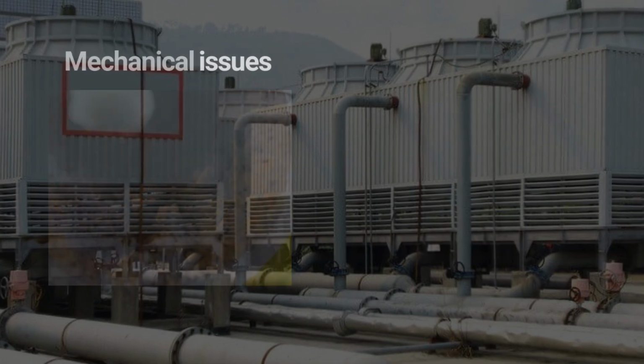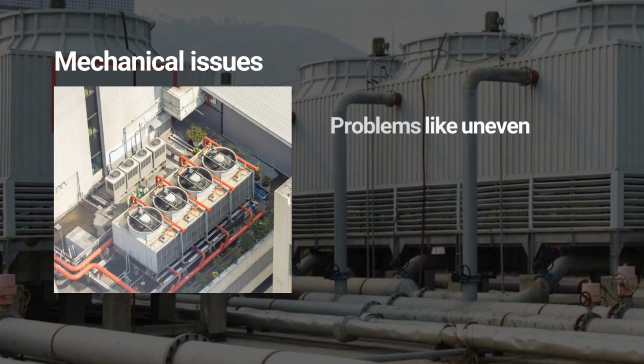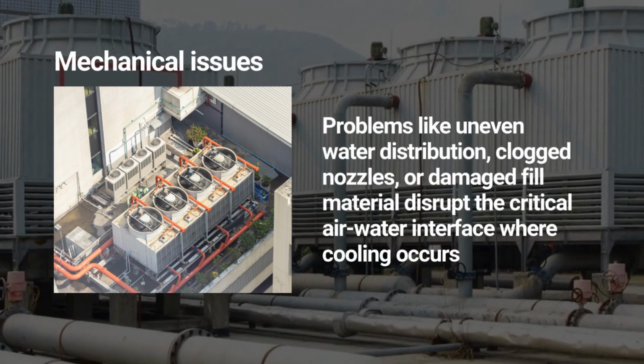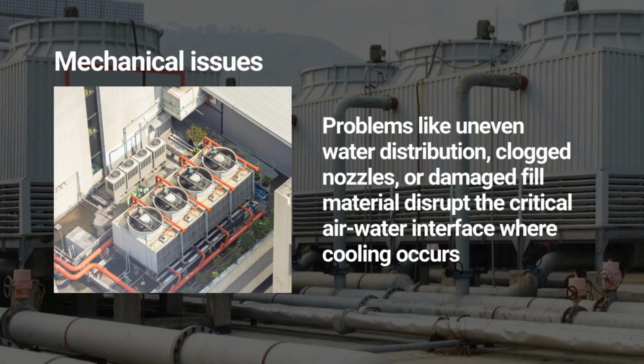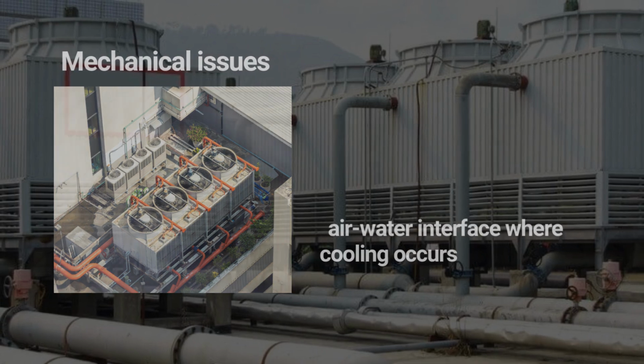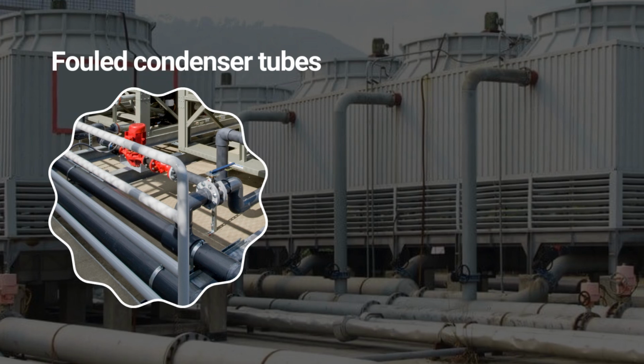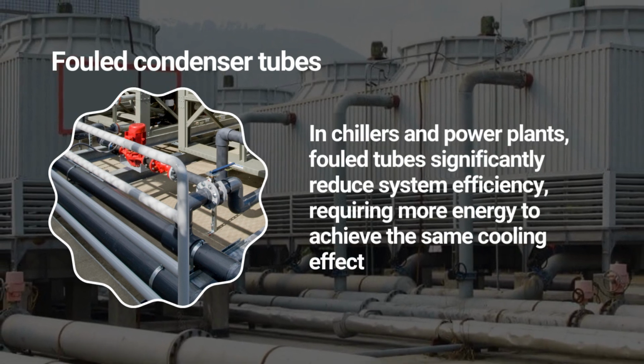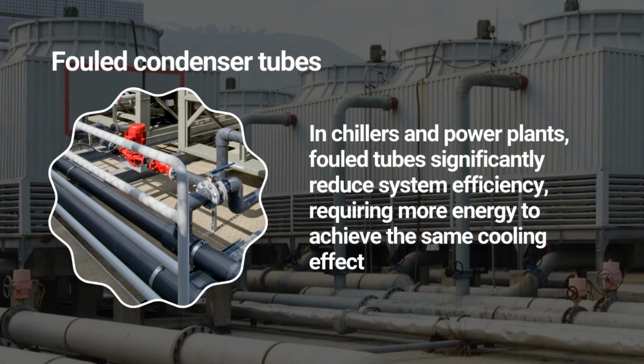system components. Mechanical issues. Problems like uneven water distribution, clogged nozzles, or damaged fill material disrupt the critical air-water interface where cooling occurs. Fouled condenser tubes. In chillers and power plants, fouled tubes significantly reduce system efficiency, requiring more energy to achieve the same cooling effect.